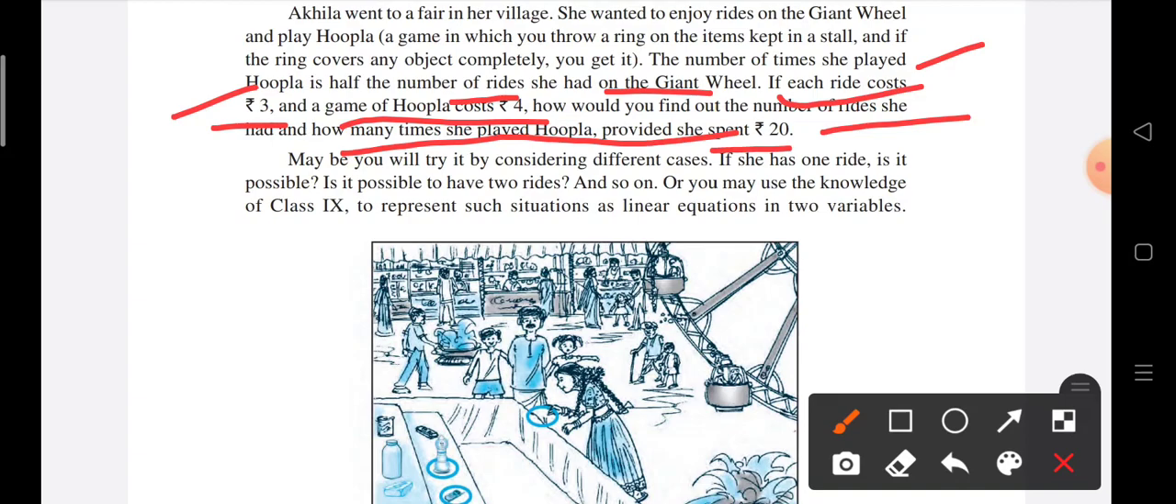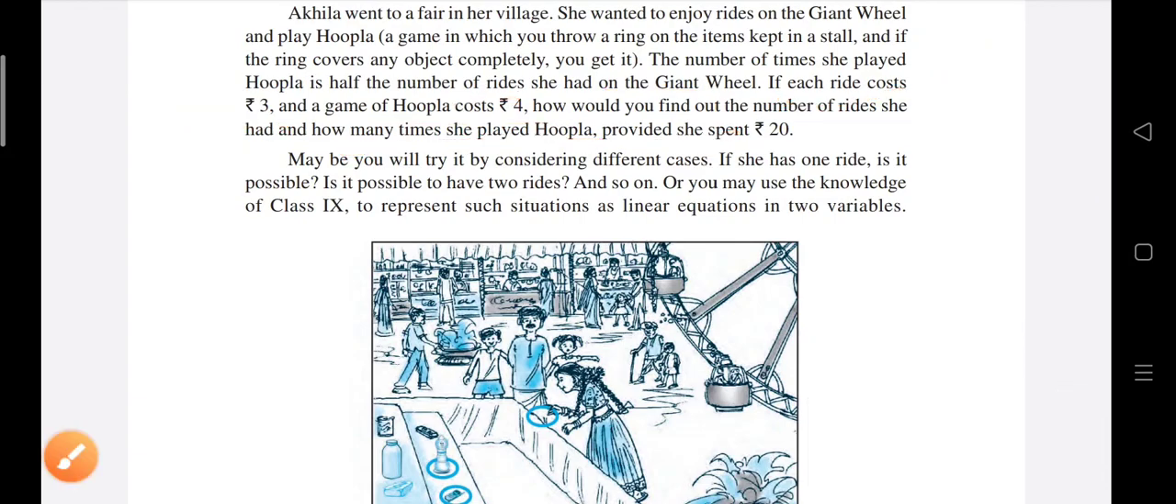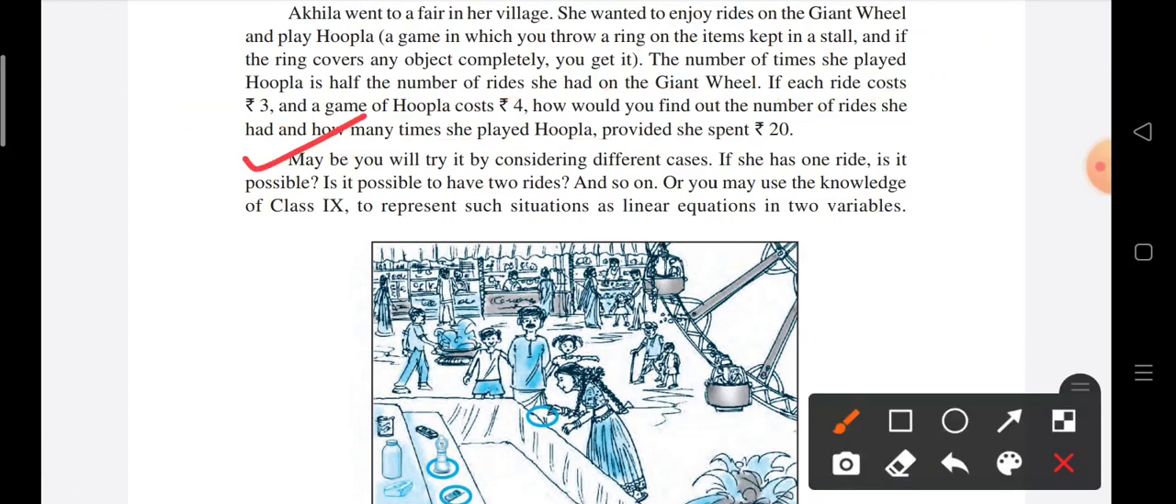Now you may take one minute, maybe you will try by considering different cases. If she has one ride, is it possible? It is possible to have two rides. So by considering these cases, you may get to the solution, but it will take time.